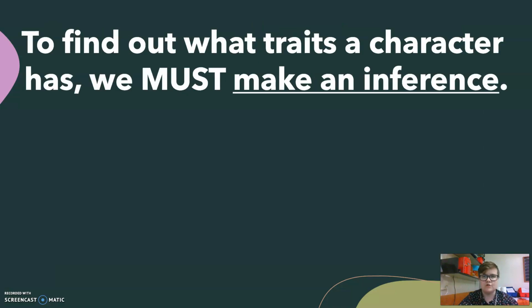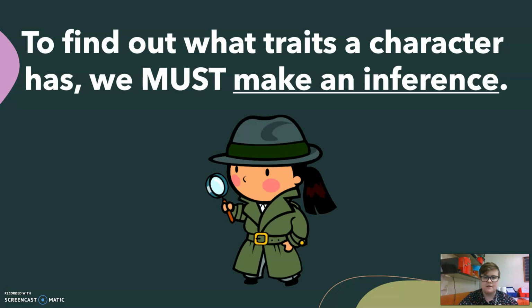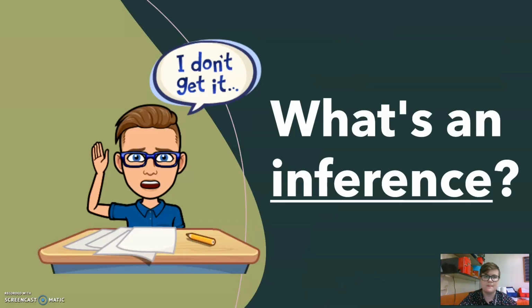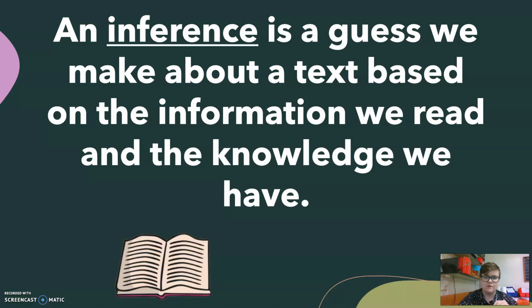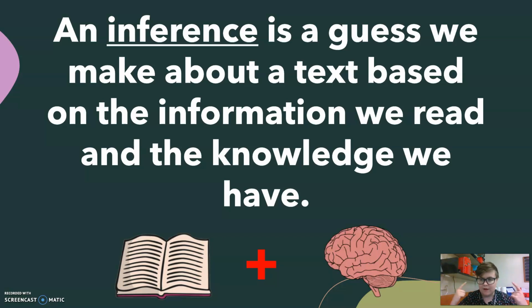To find out what traits a character has, we have to make an inference. I like to use this little image whenever I talk about making inferences. It's a little detective, because we're like detectives when we make inferences. You might be thinking, what's an inference? An inference is a guess we make about a text based on the information we read and the knowledge we have. So, what we read in the text, plus what we think about.